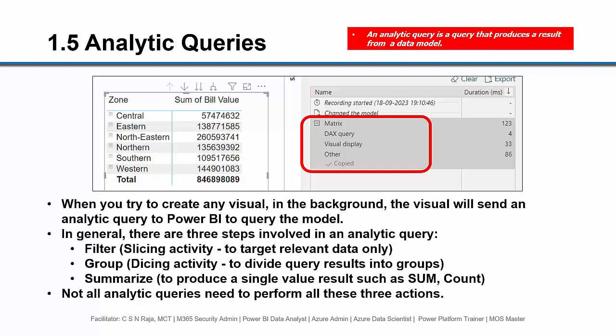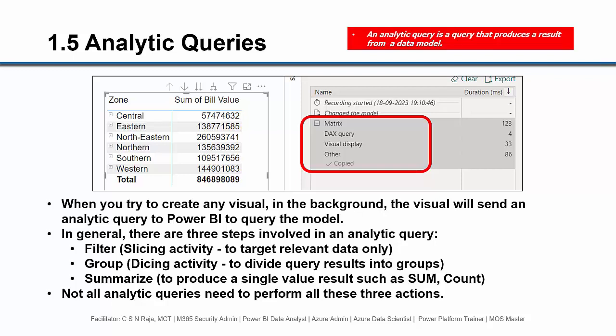Filter, that is slicing activity to target relevant data only. Group, that is dicing activity to divide query results into groups. Summarize, to produce a single value result such as sum, count, and so on. Not all analytic queries need to perform all these 3 actions.